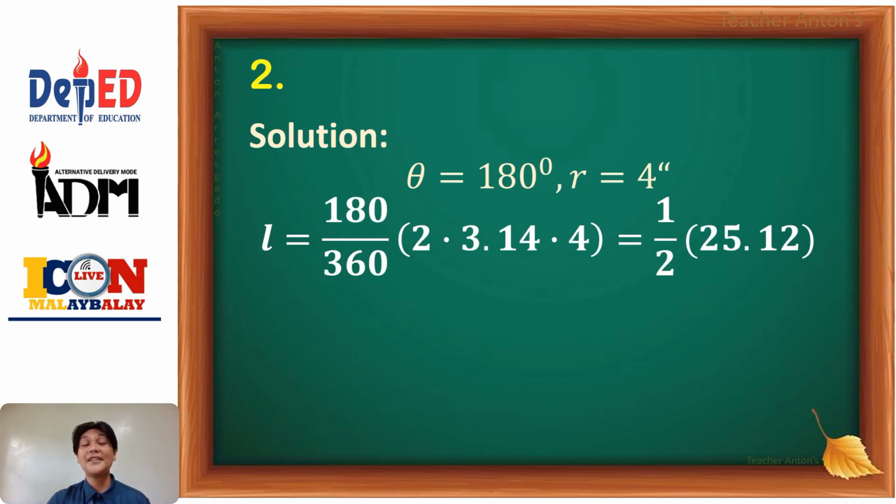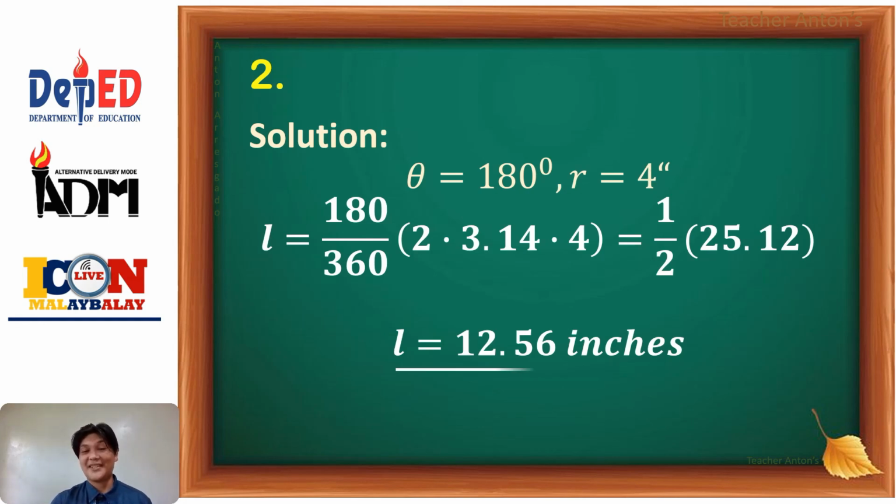180 divided by 360, in lowest terms, it's 1/2. Then 2 times 3.14 times 4, it's 25.12. So 25.12 divided by 2, the arc length for problem number 2 is equal to 12.56 inches. And that is our final answer for number 2.